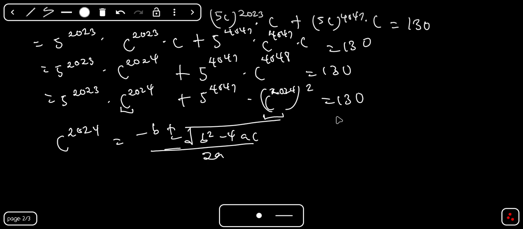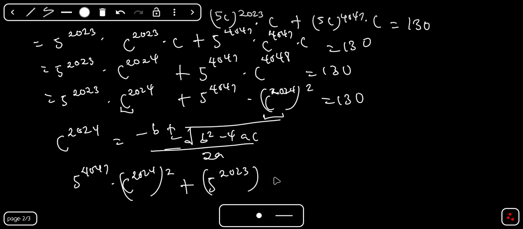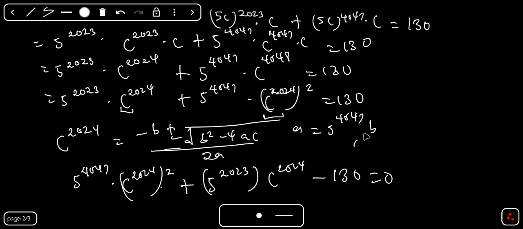If you write this equation, we can write the equation as 5 raised to the power of 47, then multiplied by c raised to the power of 2024 squared, then plus 5 raised to the power of 2023, then multiplied by c raised to the power of 2024. Then if you bring 130 to the left hand side, that will be minus 130 equals 0. So in this case, a will be the coefficient of c raised to the power of 2024 squared, which is 5 raised to the power of 47. b will be the coefficient of c raised to the power of 2024, which is 5 raised to the power of 2023, and then c will be the constant there, which is negative 130.